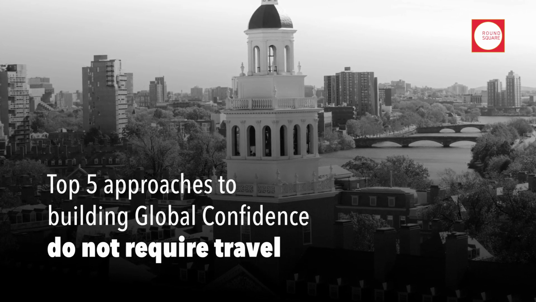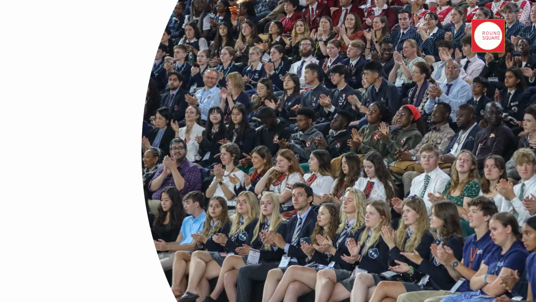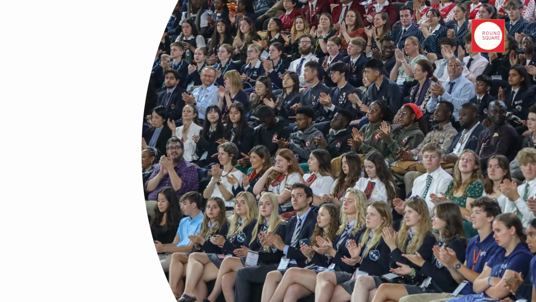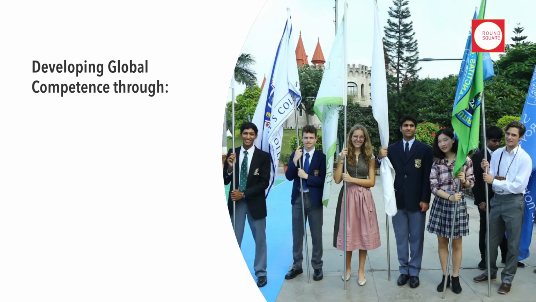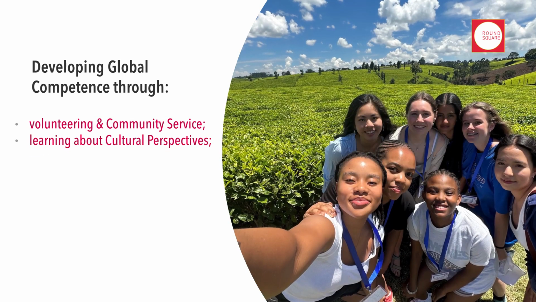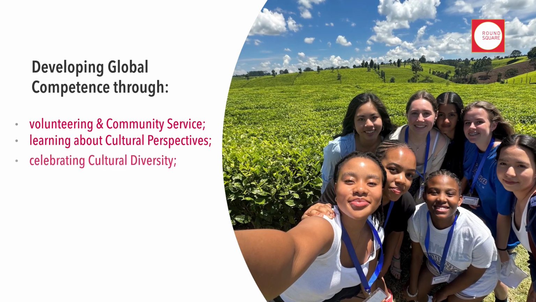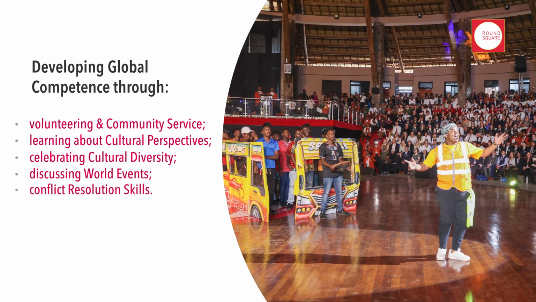The international study involved more than 11,000 teenagers and nearly 2,000 teachers in Round Square schools in 34 countries, and found that students' global competence is best developed through volunteering and community service, through learning about different cultural perspectives, through celebrating cultural diversity, through discussing world events, and through learning how to solve conflicts.